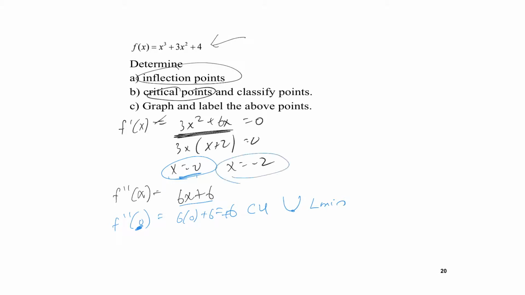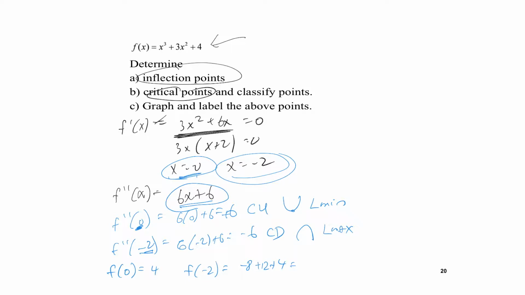Let's test this one out. Let's sub in f of -2 into this one here. If I did that, I get 6 times -2 plus 6. That gives me -6. It's going to be curving down. I know that at this point here, it's going to be a local maximum.